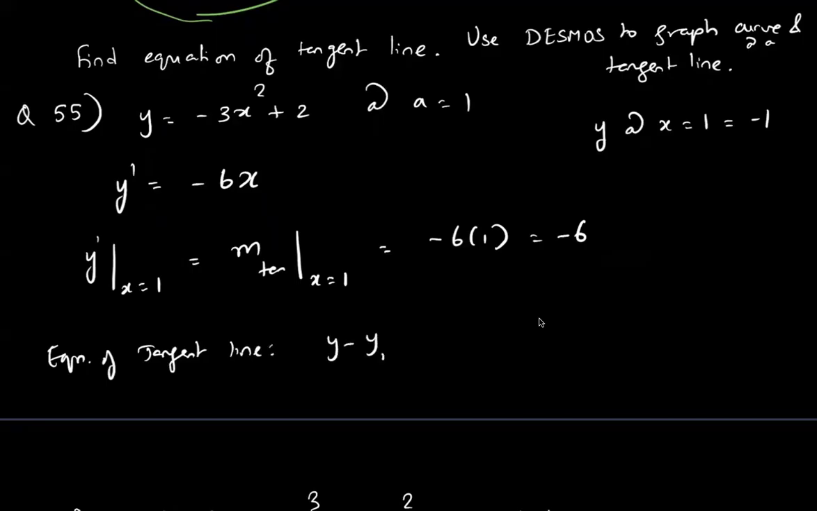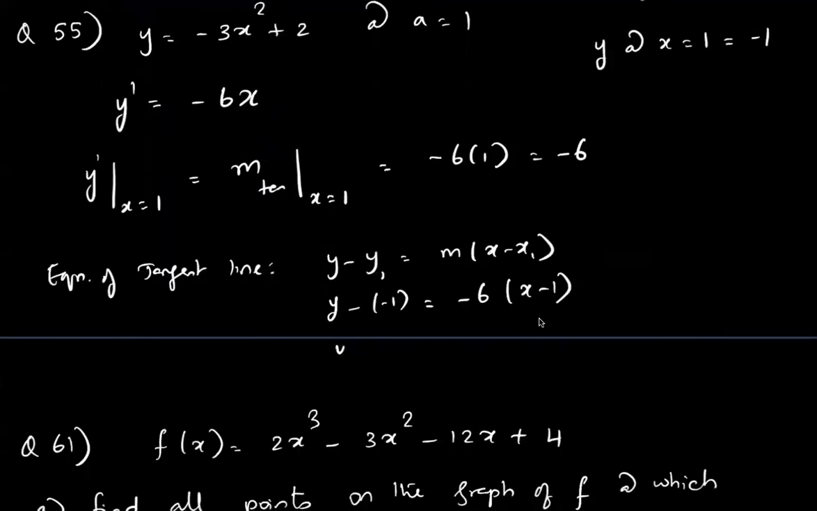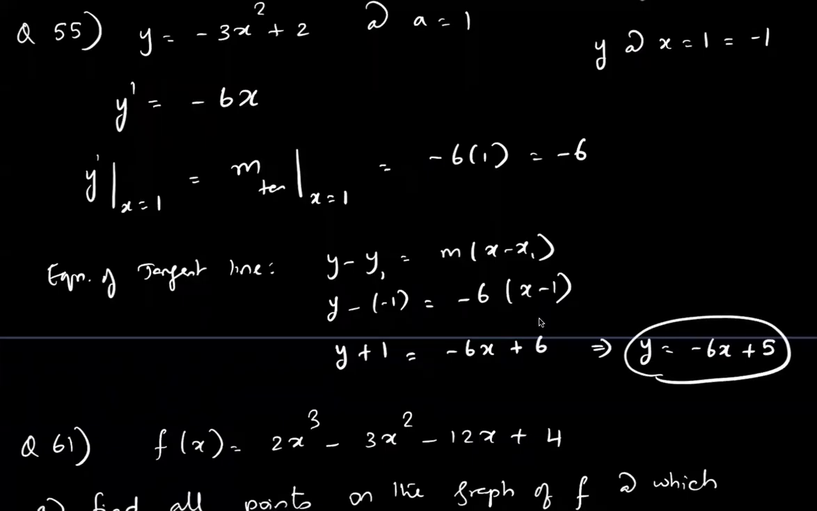So then the equation of the tangent line is nothing but y minus y1 is m times x minus x1. My y1 was negative 1, my slope was negative 6, and my x1 was 1. So I simplify this. This becomes y plus 1 is equal to negative 6x plus 6. I do some rearranging to write this as y equals negative 6x plus 5, the equation of the tangent line.